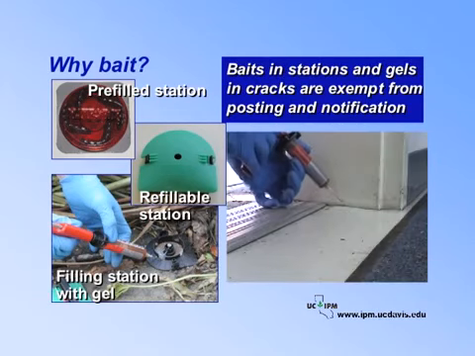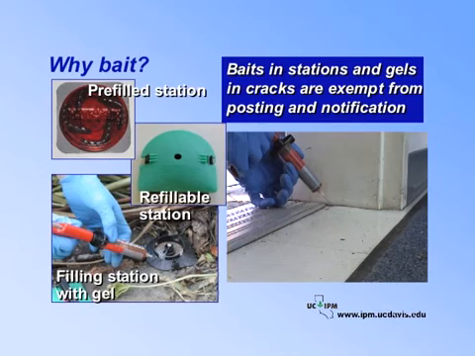For crack and crevice treatment, apply gels using a bait gun or syringe. Since gels dry out quickly when in the open air, reapply them as needed. Gels are most effective if applied in indoor areas.